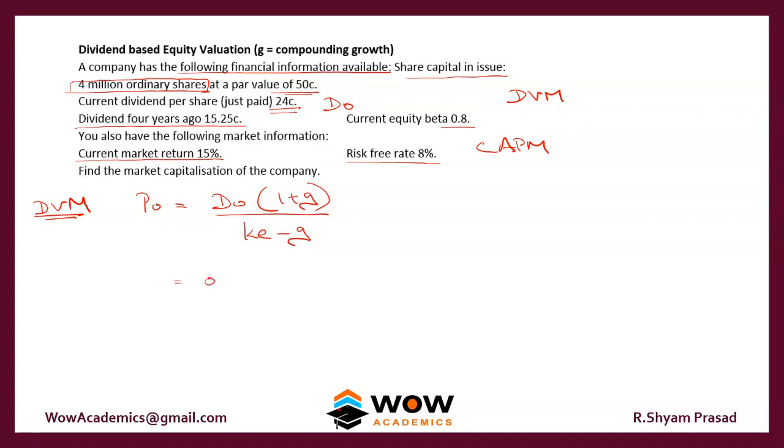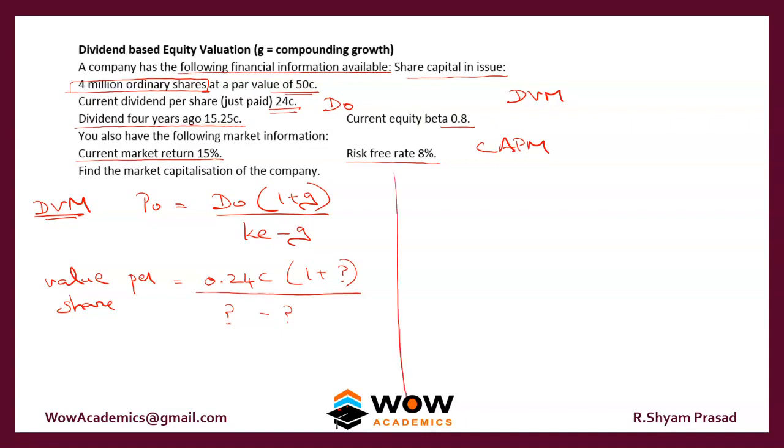We have D0, which is 24 cents. If we use 24 cents, then what we get is the value per share. We won't get the total value of the company, we'll only get the value per share. Into 1 plus G. Do we have G? We don't have it, so we have to find out the G. Divided by KE minus G. KE is not given in the question, so we have to find it out. G is also not given, we have to find it out. So we have to find out both the G and the KE.